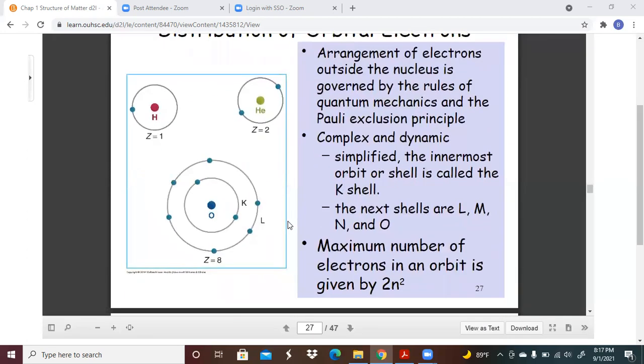So an arrangement of electrons outside the nucleus is governed by the rules of quantum mechanics and the Pauli exclusion principle. Simplified, the innermost orbit or shell is called the K shell. This one right here. So you got your nucleus right there. You got the K shell. The next shells are L. And then if you were to add them on, you'd have M, N, O, so on and so forth. The maximum number of electrons in a given orbit is given by 2n squared.